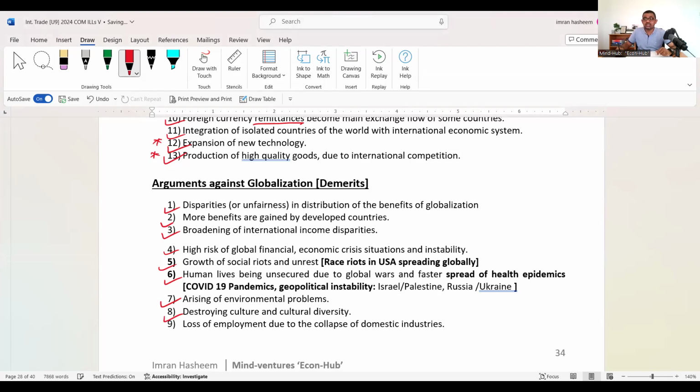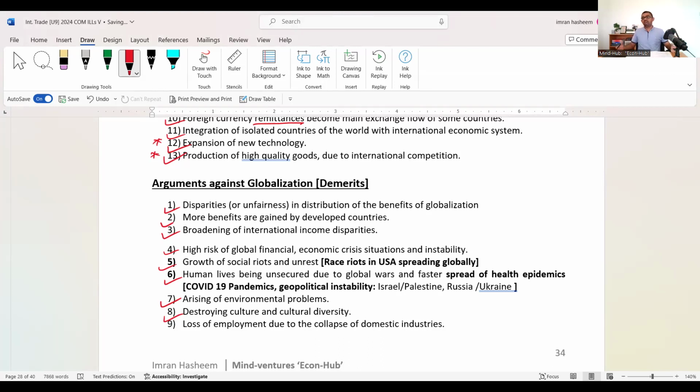Then destroying culture and cultural diversity. See, globalization means we try to make everything similar. We harmonize things and we say, okay, we are all the same, things like that. That is good. But on the other hand, we do have our own cultural, traditional identity. That is what makes us who we are. Sri Lankan, Indian, Bangladeshi, there are cultural identities there.